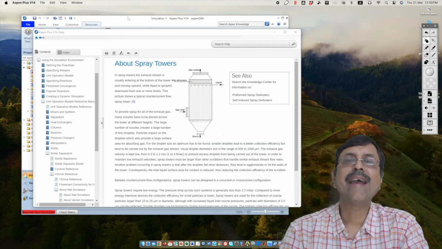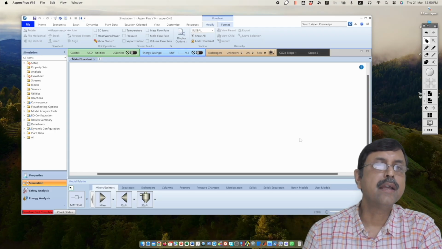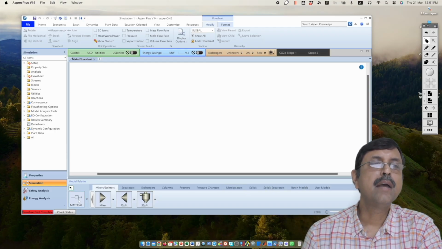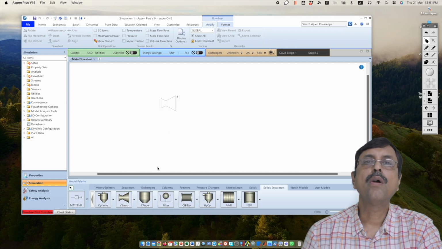Now let us go to the Aspen Plus window and learn it further. Wet scrubber is obtained over here. In the model palette, under solid separator, you will find this V-scrub model block. So this is the block of the scrubber.